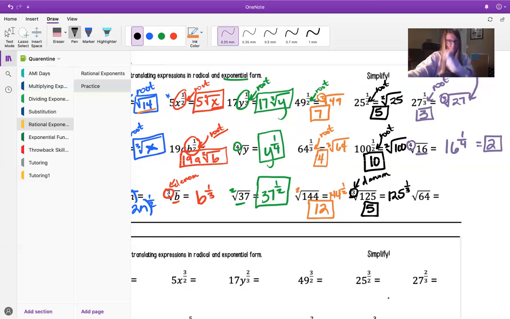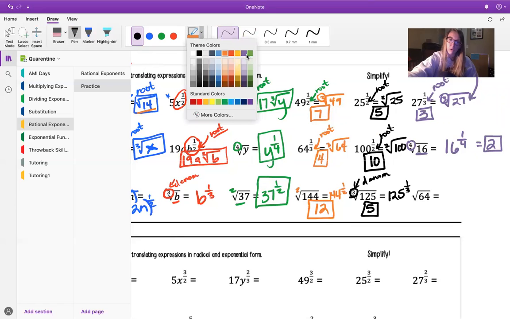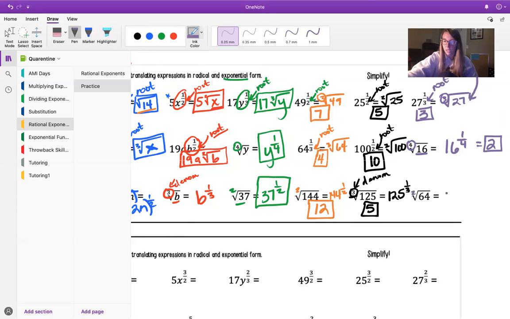So, all right, last one of part 1 is going to be the square root of 64, aka 64 to the 1/2 power. So what number can we multiply 2 times to equal 64? And that's going to be 8.